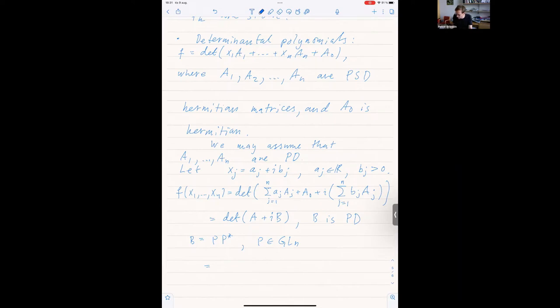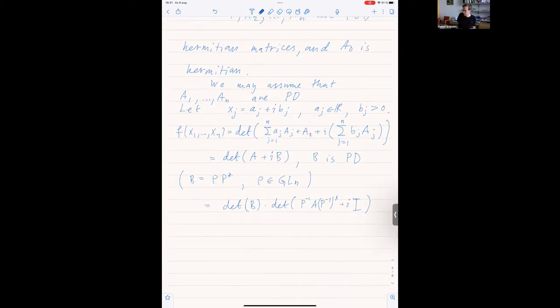So we can write this, I guess, as the determinant of B times the determinant of, so now I have to conjugate, right? So I hope I do it right here. And then we have the identity here. Right? And this is Hermitian again.